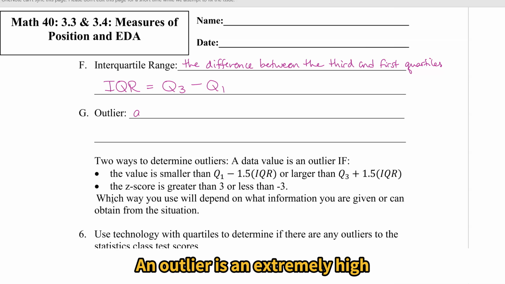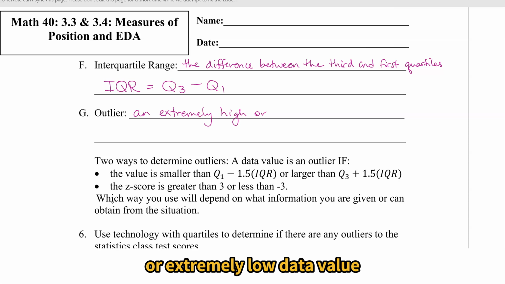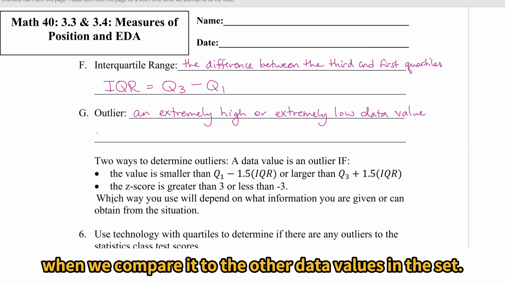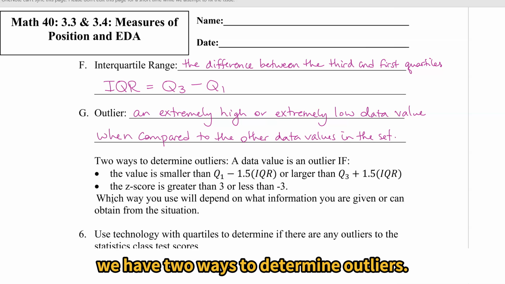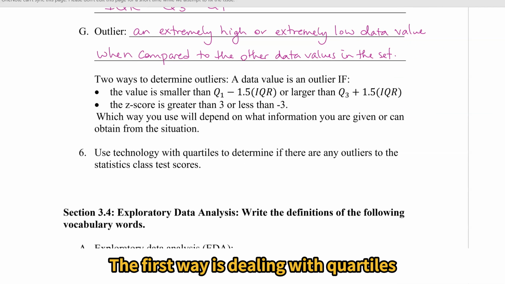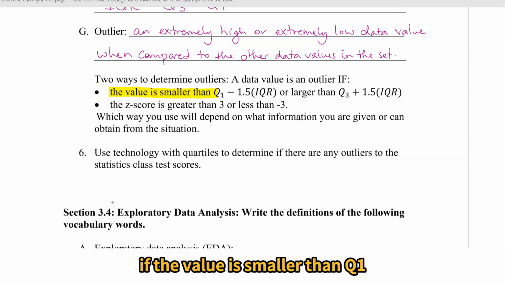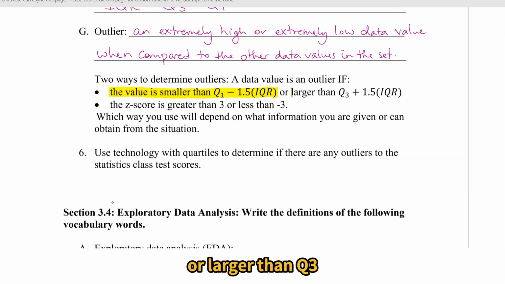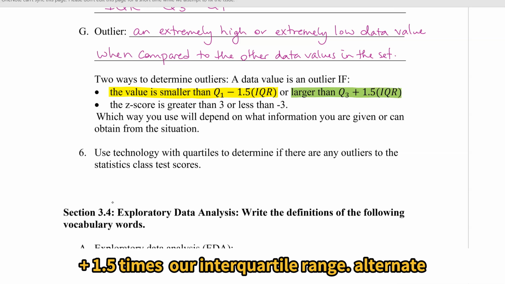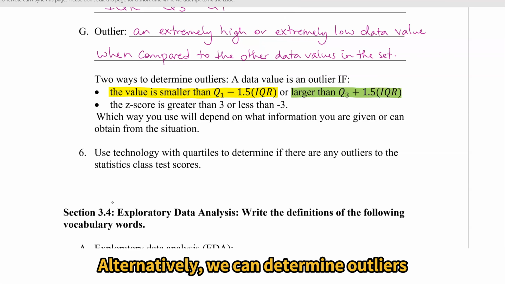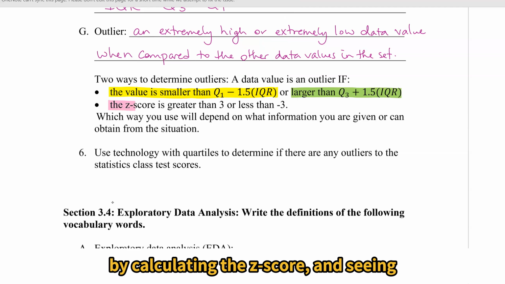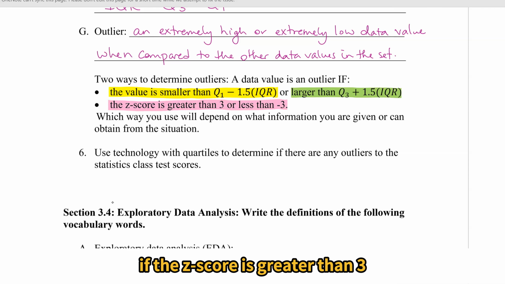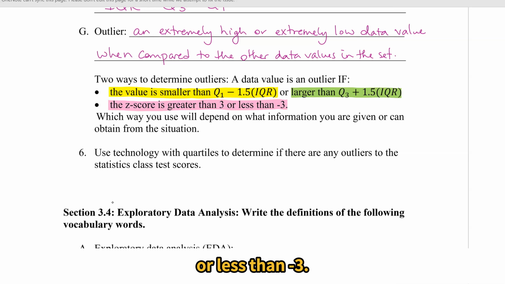An outlier is an extremely high or extremely low data value when we compare it to the other data values in the set. And it turns out we have two ways to determine outliers. The first way is dealing with quartiles. If the value is smaller than Q1 minus 1.5 times our interquartile range, or larger than Q3 plus 1.5 times our interquartile range. Alternatively, we can determine outliers by calculating the z-score and seeing if the z-score is greater than 3 or less than -3.